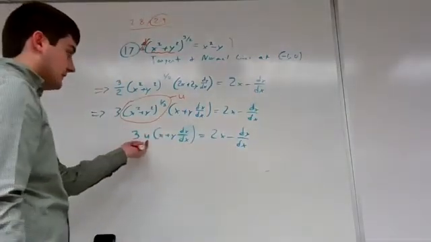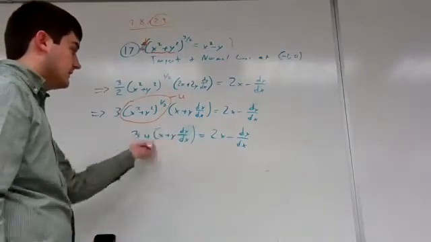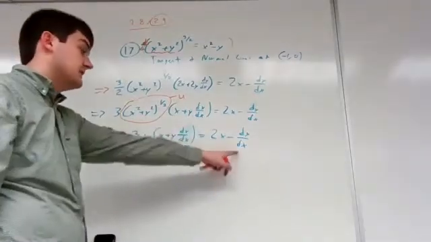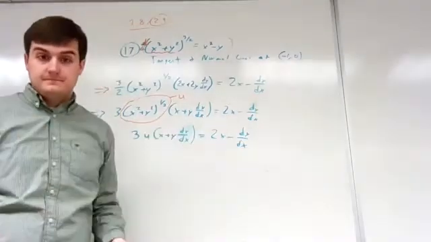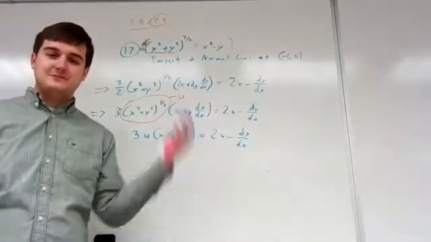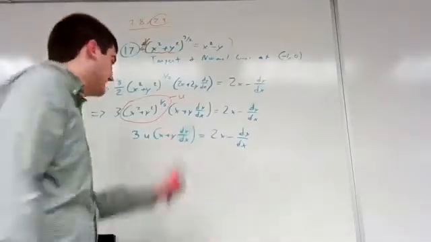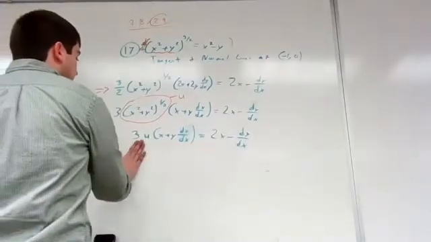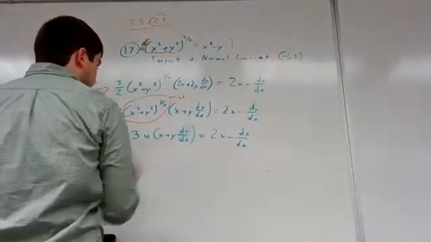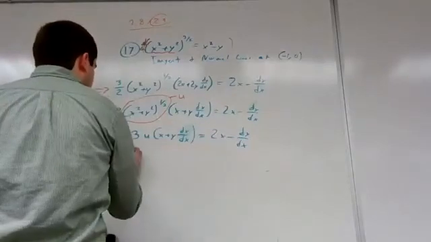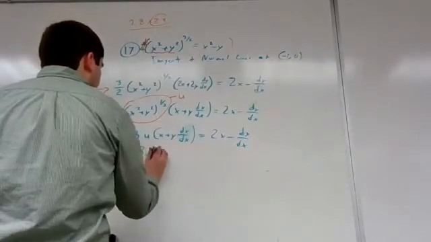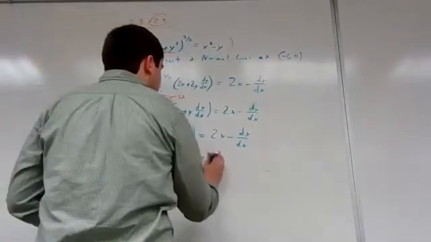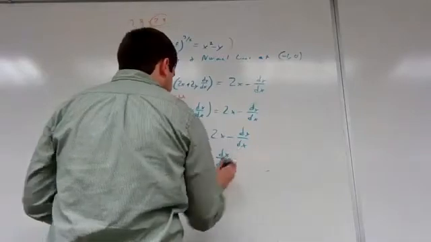I need to take this 3u and distribute it, right? Because we don't want to have to deal with these parentheses. We might get parentheses later when we factor out the dy over dx, right? But what's my goal? My goal is to find the derivative. And to find the derivative, I need to get the dy over dx by itself. So I'm going to take 3u and multiply by both terms here. So I get 3ux plus 3uy dy over dx equals 2x minus dy over dx.